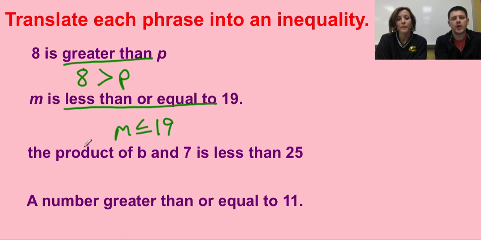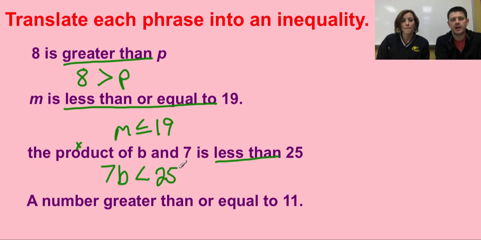Next one is the product, meaning multiplication, of B and 7. So 7 times B, remember always write them together without the X or the dot, is less than 25. So we put in our less than symbol and we put in our 25. Since these are inequalities, that word is not telling us where to put an equal sign. It's just signaling where our inequality symbol is going to come in our sentence here.